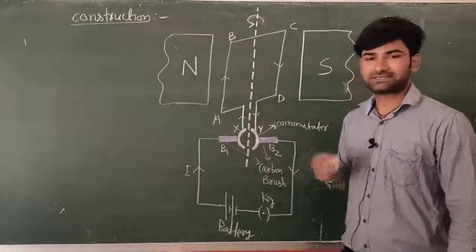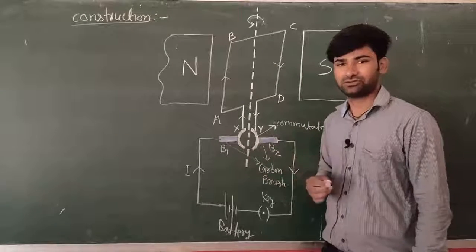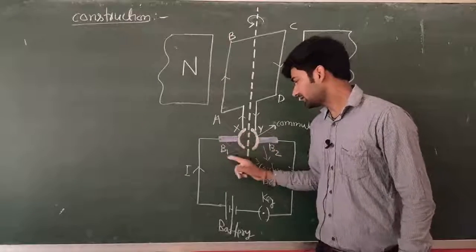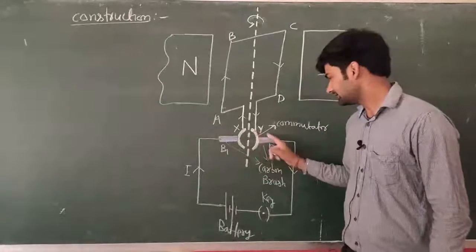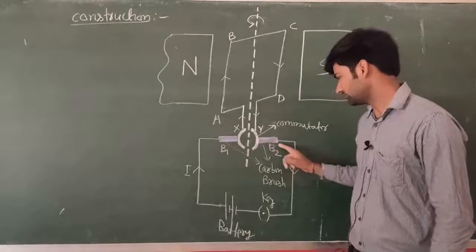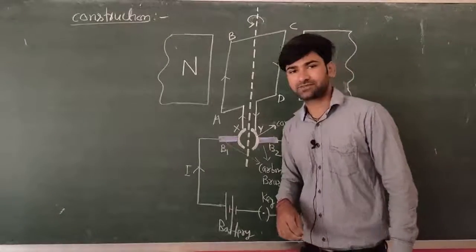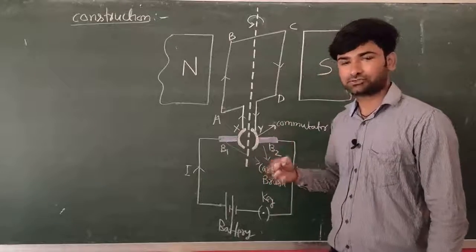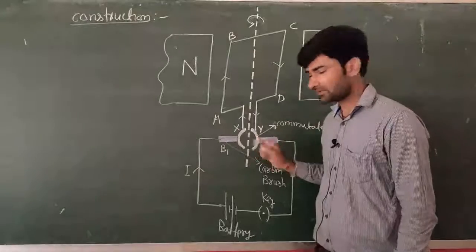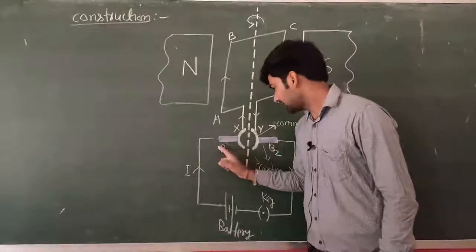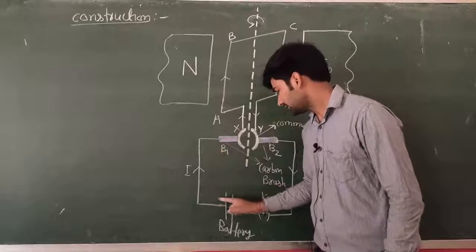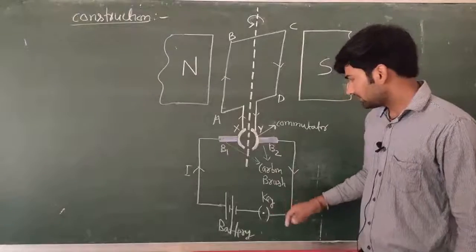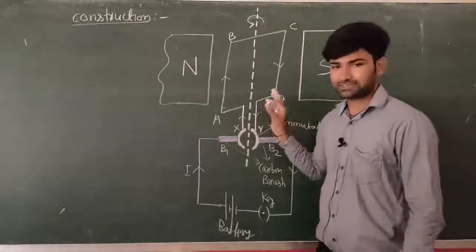A commutator is a device which reverses the direction of current in each half rotation. Commutator X is connected to carbon brush B1 and commutator Y is connected to carbon brush B2. A carbon brush conducts electricity between stationary wires and rotating wires through the commutator. Carbon brush B1 is connected to the battery through a key. This is the construction of the electric motor.